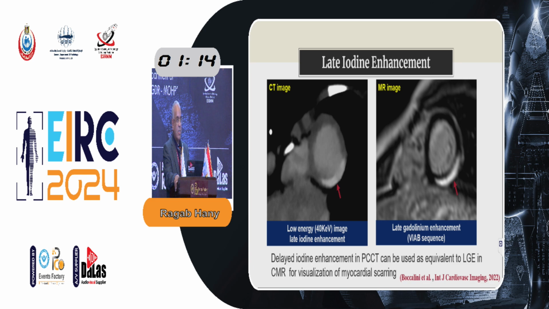Even now, some research says that late iodine enhancement in a scar by photon counting CT scan is equivalent to the late gadolinium enhancement in cardiac MRI. You can see here, this is the CT scan, and this is the cardiac MRI. There is more or less a typical size and typical shape of the scar, and the extension of the scar is similar between the CT scan and the MRI.